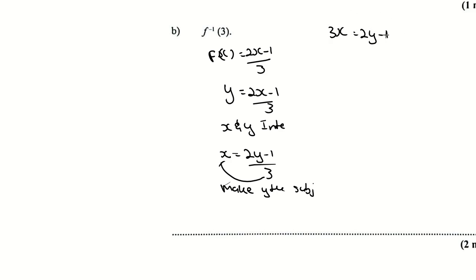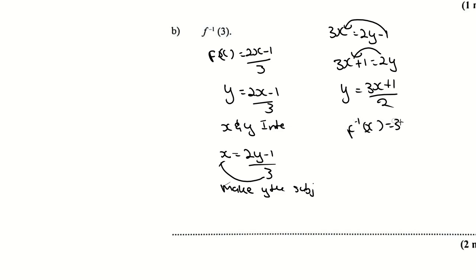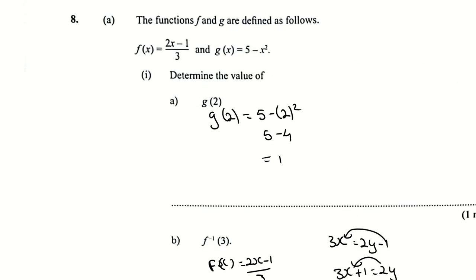Then we go backwards from BODMAS, right? You carry across minus 1, which will be 3x plus 1 is equal to 2y. Then you carry across, divide by 2, multiply by 2. So y would be 3x plus 1, all divided by 2. So f inverse x is equal to 3x plus 1 over 2. So f inverse 3 would be 3 by 3 plus 1 over 2, which is 3 3s are 9, plus 1 is 10. 10 divided by 2 is equal to 5. And that is your answer for this question.